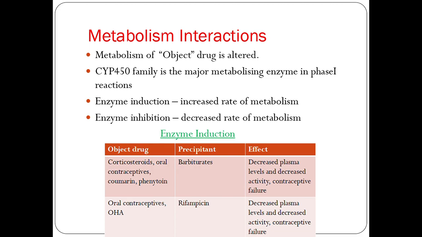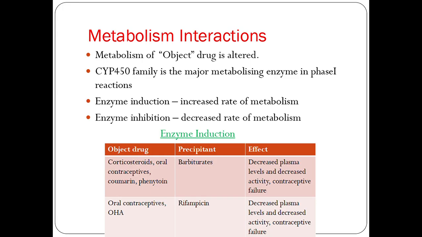Then metabolism interactions. Metabolism of the object drug is altered. The CYP450 family is the major metabolizing enzyme in phase 1 reactions. Enzyme induction will increase the rate of metabolism and enzyme inhibition will decrease the rate of metabolism. This table shows enzyme induction, object drug, precipitant and effect. The object drugs are corticosteroids, oral contraceptives, coumarin, phenytoin. The precipitant is barbiturates. The effect will be decreased plasma levels and decreased activity, and contraceptive failure.